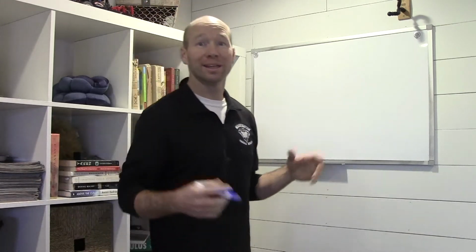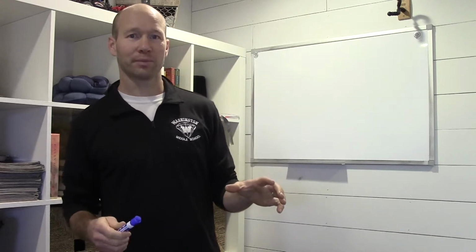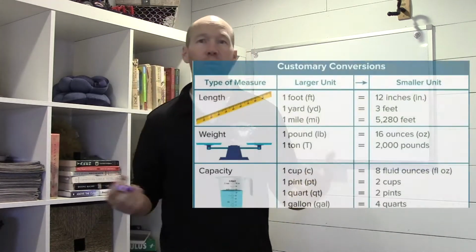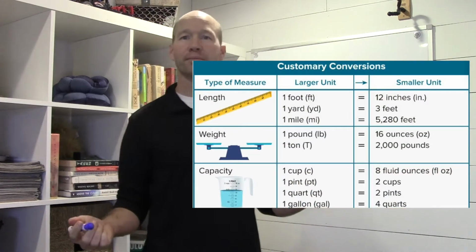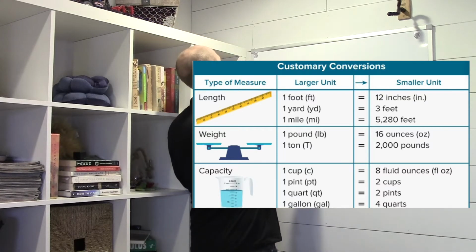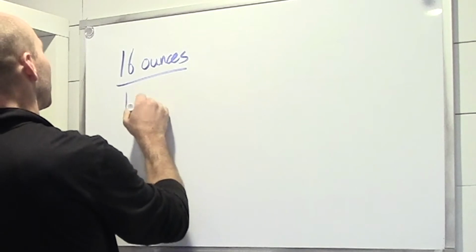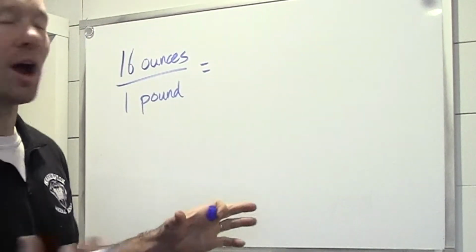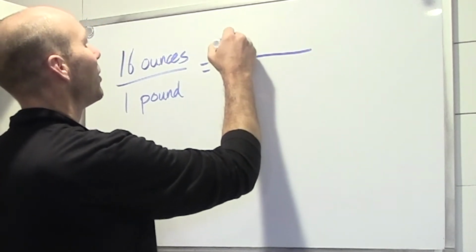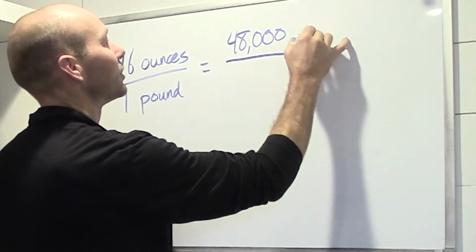Now I could do this with either a double number line or with an equivalent fraction, right? Let's go with equivalent fractions. What unit ratio do I know? I can look at my conversion chart and find out that there are 16 ounces in 1 pound. I need to scale that up to find out how many pounds there are in 48,000 ounces.